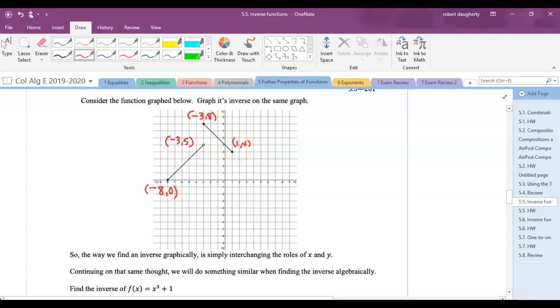If this point is on the graph, what point must be on its inverse? This is negative 8, 0. What point has to be there? 0, negative 8. So you switch the role of x and y. The inverse looks like there's a closed circle here, so at 0, negative 8 I need a closed circle. Here's an open circle at negative 3, 5. Where would I need to draw an open circle on the inverse? 5, negative 3, which is right here. And then what would I do with those dots?